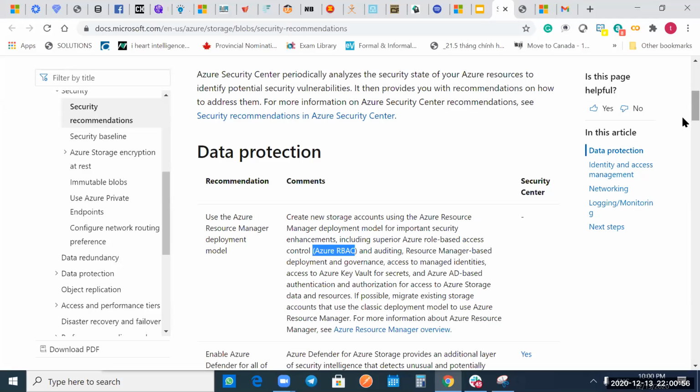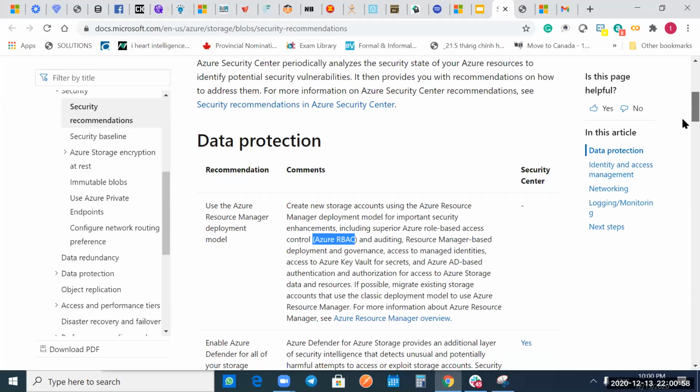So when you create an account, you need to grant the access. You can of course access it through the Azure Portal, but it's only limited to your account, not other services around it. To access other services, you need to grant the access, and you grant it through role-based access control and Azure AD. This is the recommendation on how to protect your data while using these services.